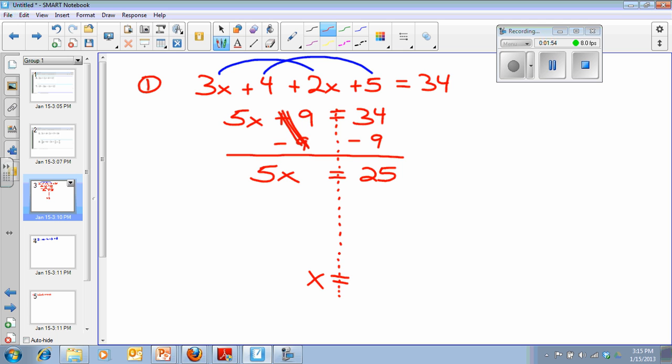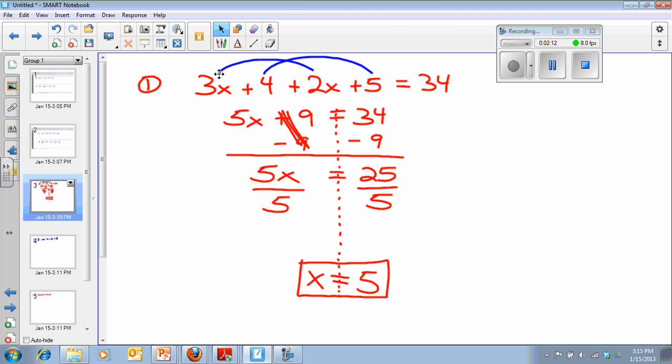My last step is just to do the opposite of multiplying by 5. 5x means multiply by 5, so we'll do the opposite, divide by 5. Do that on both sides of the equation. 5 over 5 is 1. 25 divided by 5 is 5. So x equals 5. Okay, that was pretty simple. Students should be able to handle that.